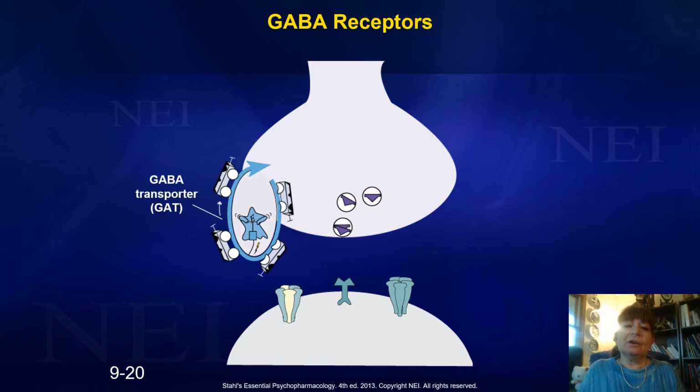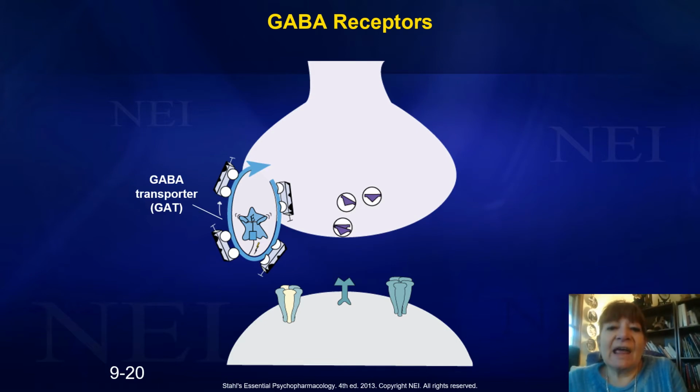Okay, there are three types of GABA receptors, A, B, and C. The one that we're most interested in for our purposes is the GABA A receptor. That's the one that has the major role in anxiety and treating it.